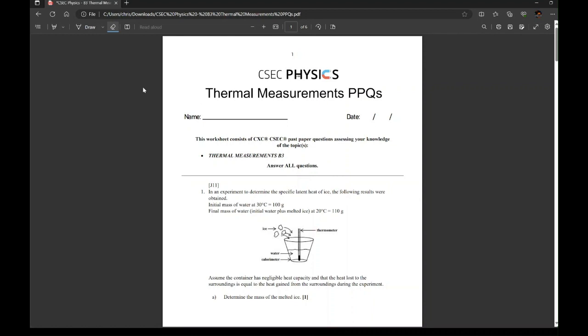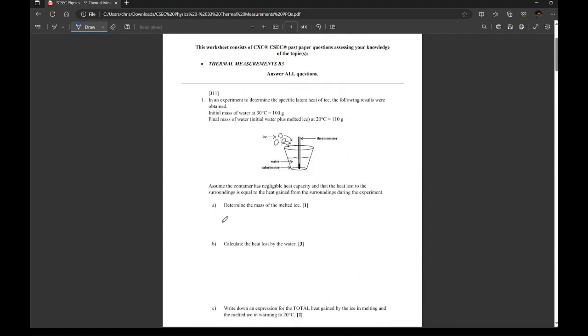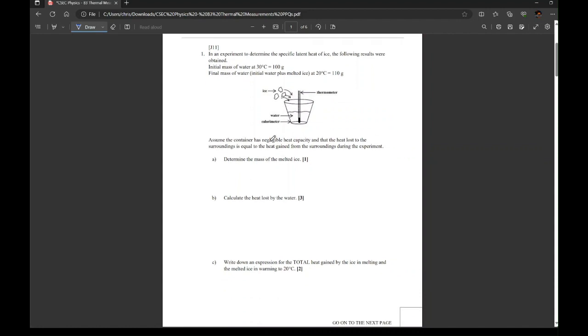Alright, let's get started then with January 2011. So it says, in an experiment to determine the specific latent heat of ice, the following results were obtained. So we start with our initial mass of water at 30 degrees Celsius, which is 100 grams, and a final mass of water, which is where they added the melted ice, at 20 degrees Celsius, of 110 grams. And then they're giving us some assumptions down here.